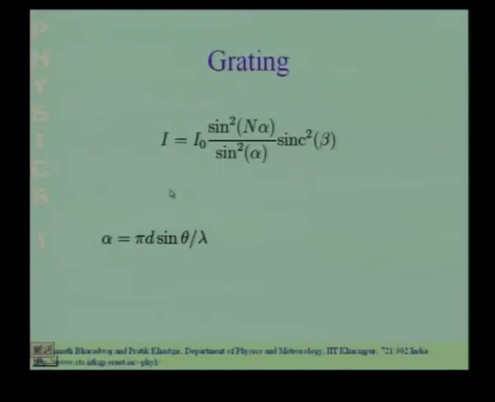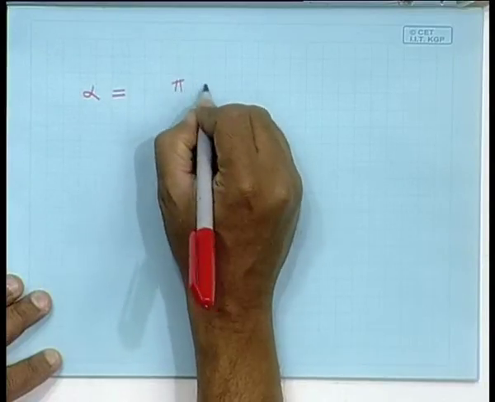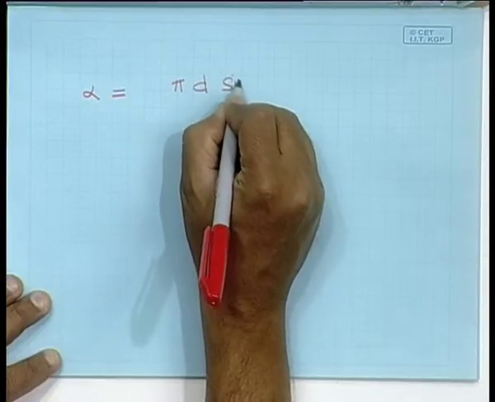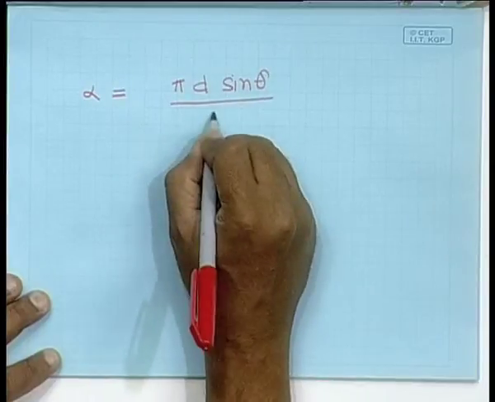You see the intensity pattern produced by the diffraction grating is a product of three terms. The first term is the overall intensity. The second term is the intensity pattern produced by the chain of oscillators. Here alpha is pi d sin theta by lambda.